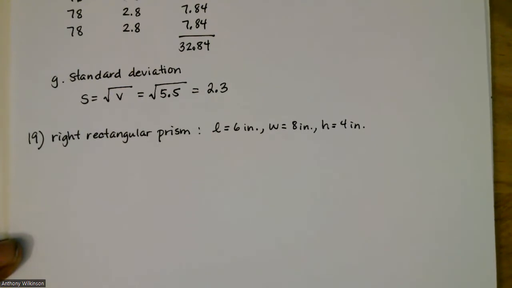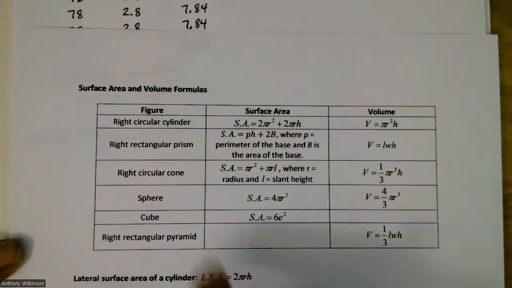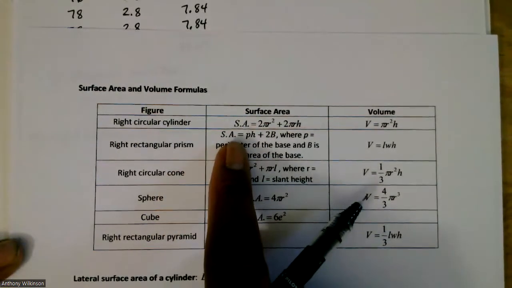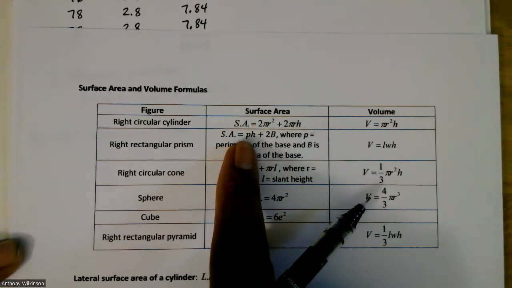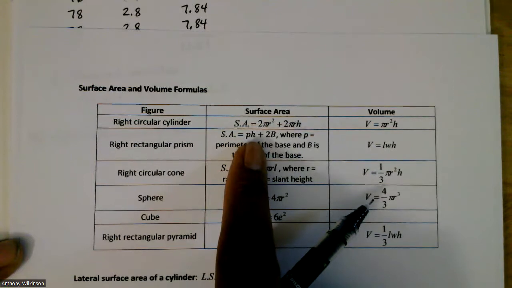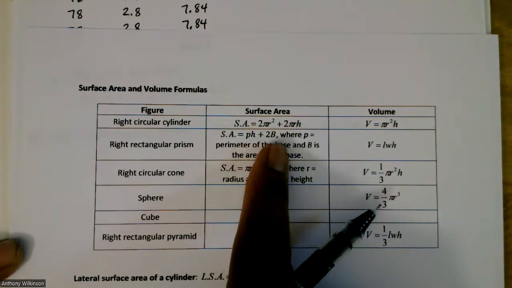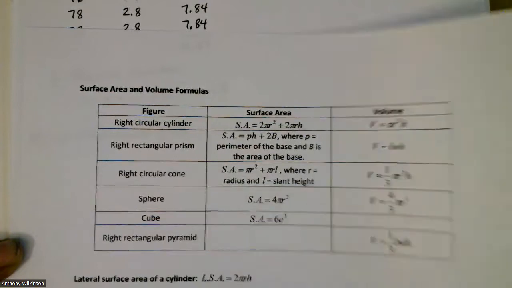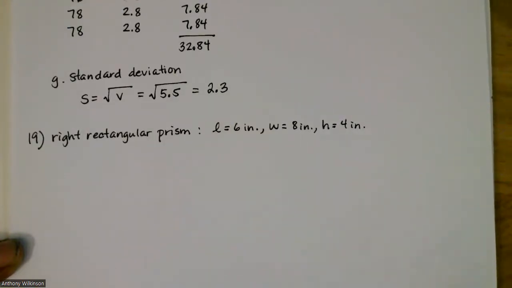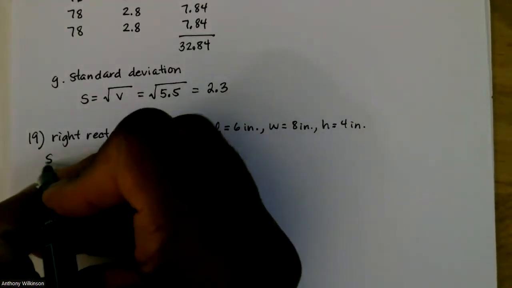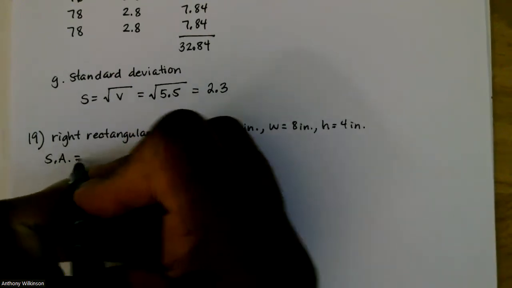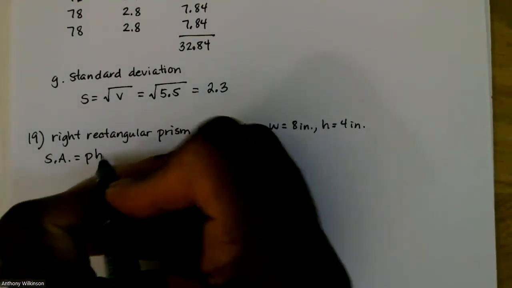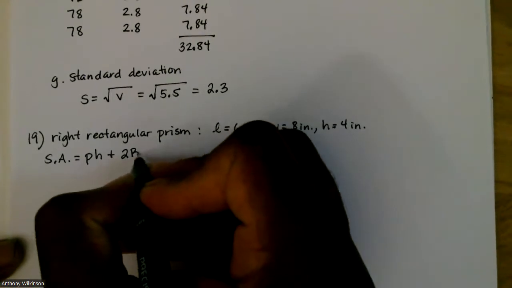All right, now in this case here, for a right rectangular prism, here's that formula. SA, which is the surface area, is equal to the perimeter of the base times the height of the prism plus 2 times the area of the base. So we'll write that formula down. Surface area is equal to the perimeter times the height plus 2 times the base.